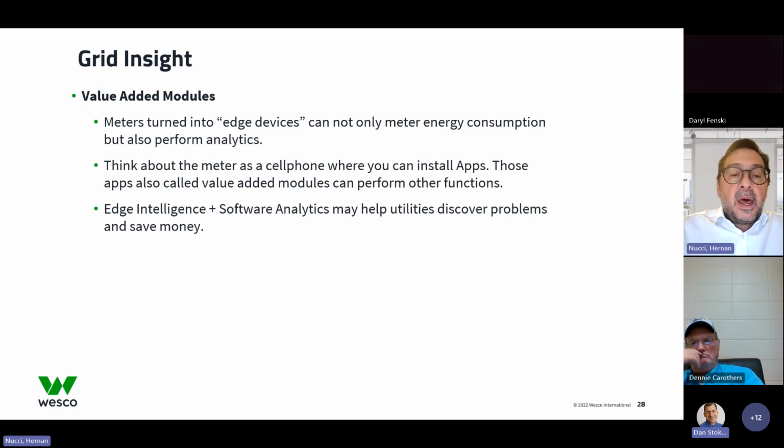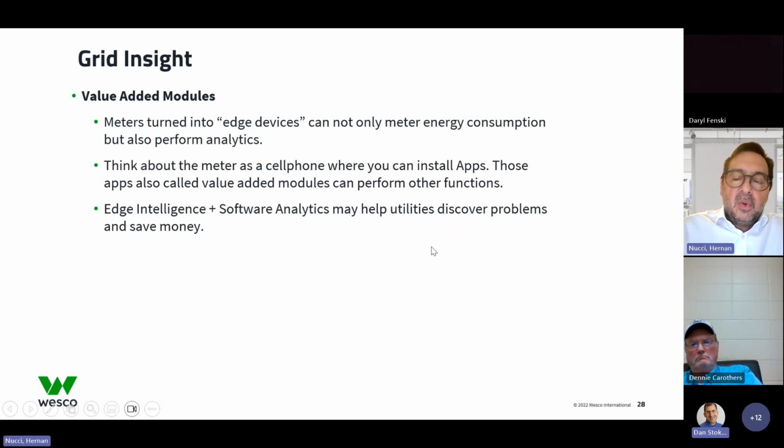If you do that, the software manufacturers and the AMI manufacturers offer what they call value-added modules. The meter is an edge device, so it meters the energy consumption but also performs analytics. Think about the meter as a cell phone that you can install apps on. Each app will do a different thing. Those apps are called value-added modules.